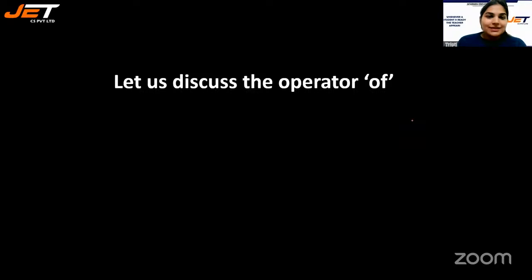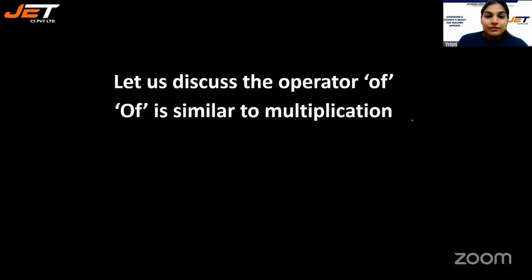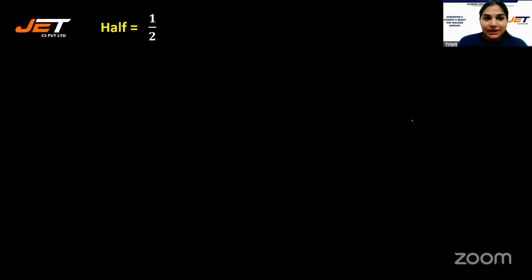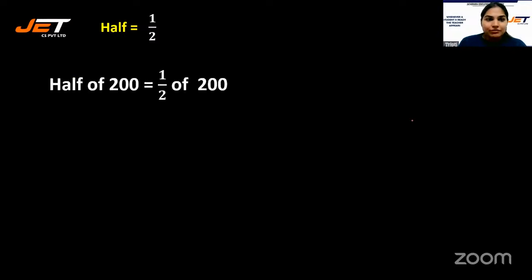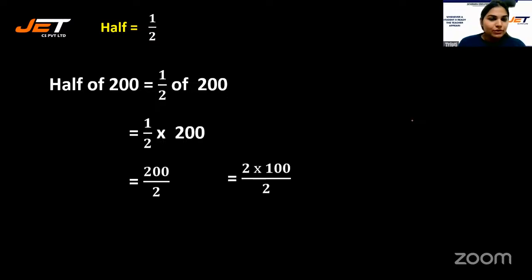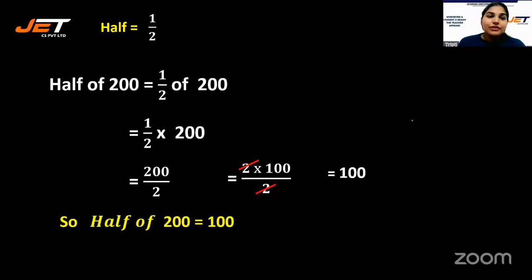Next one. Let's discuss the operator of. Of is similar to multiplication, you know. This is half. Half of 200 is 1 by 2 times 200, 200 by 2. So 2 cancels, 100 is the answer. Half of 200 is 100.